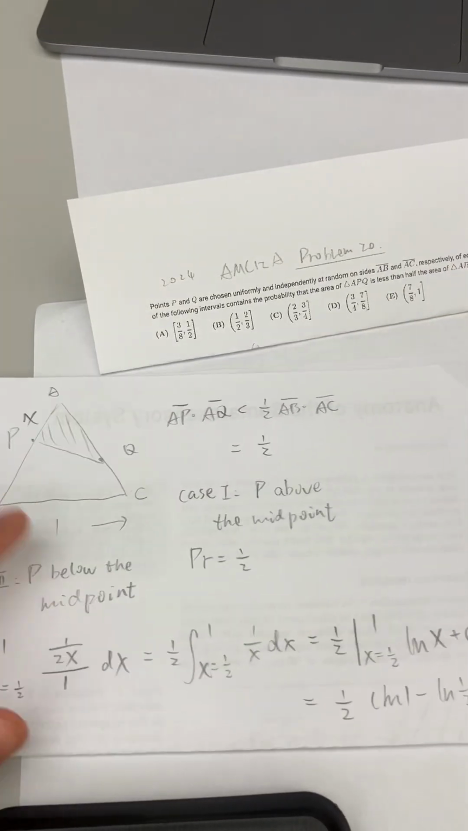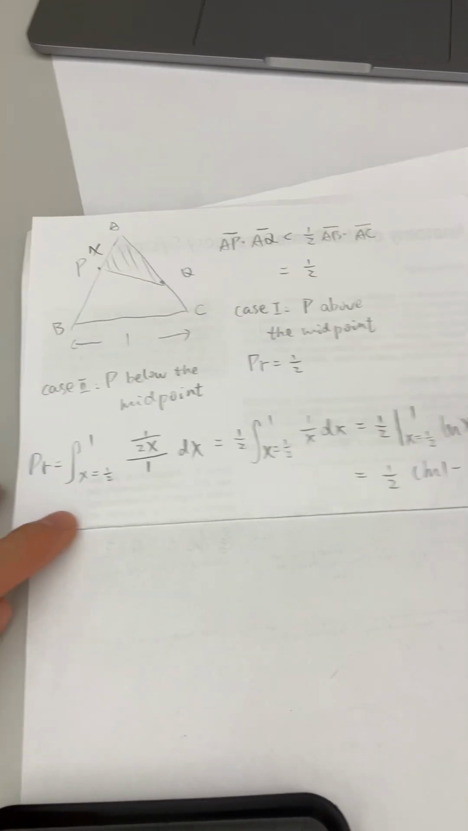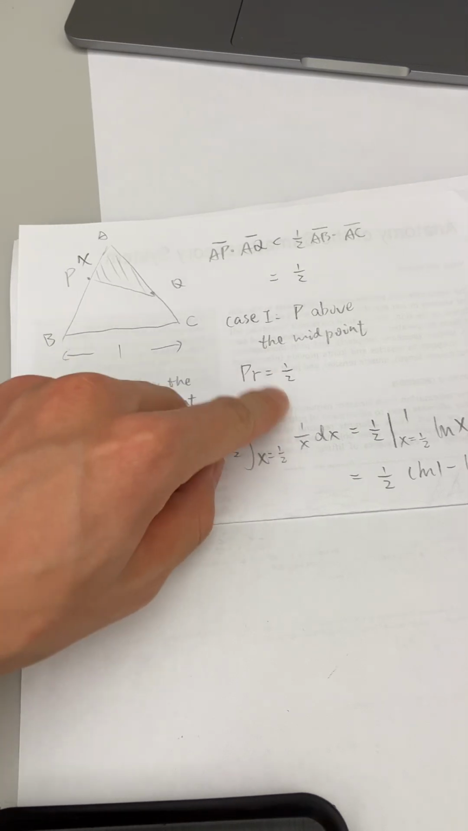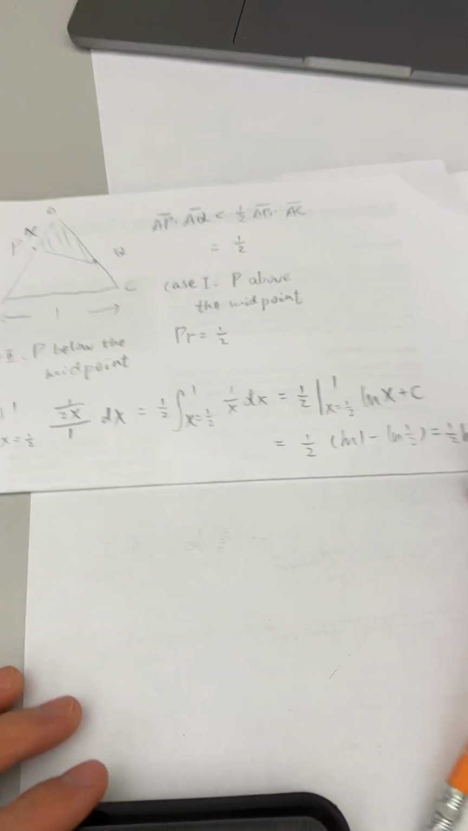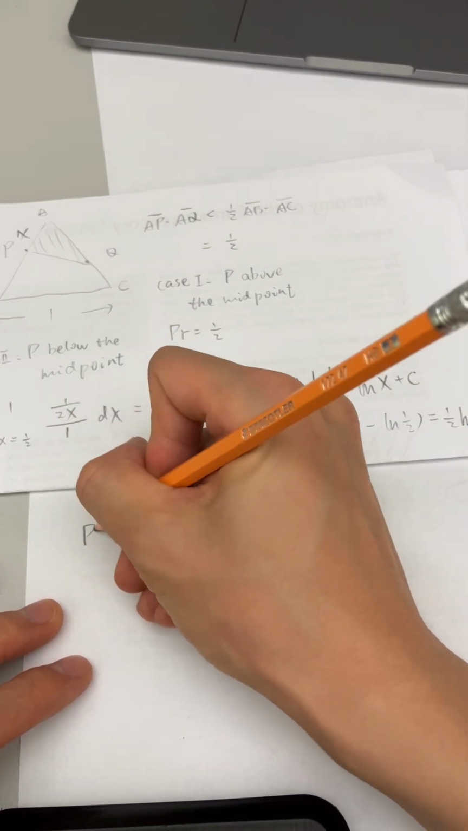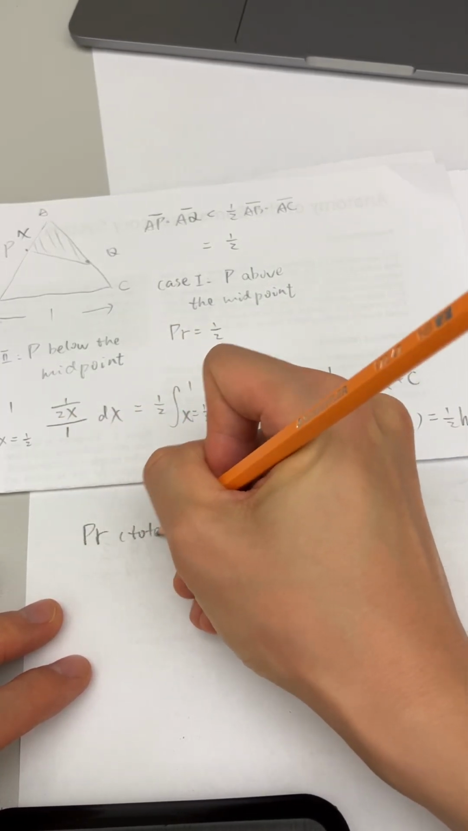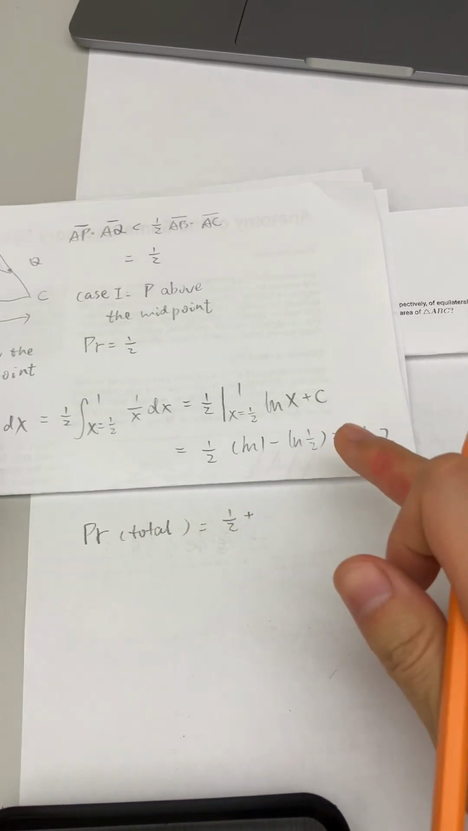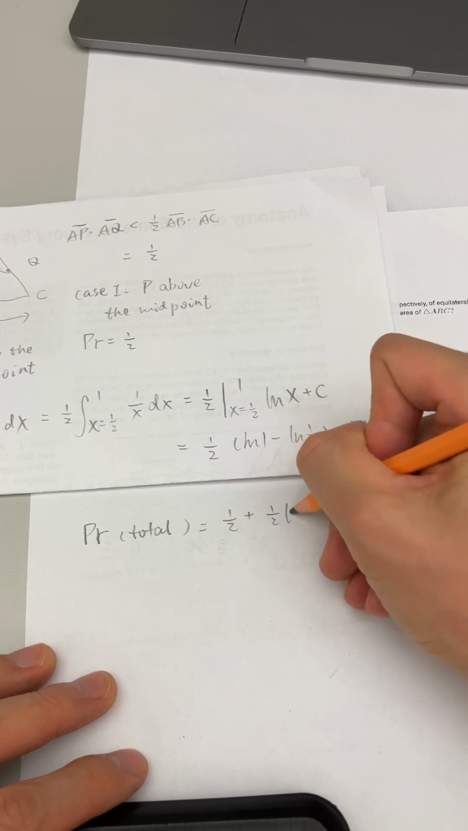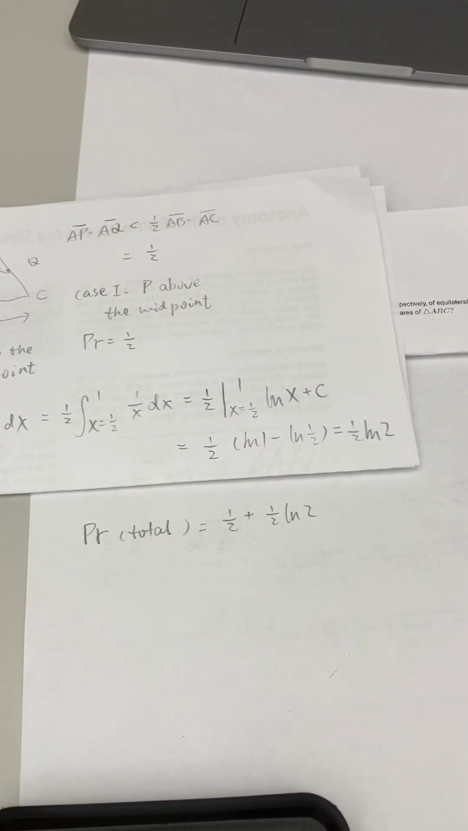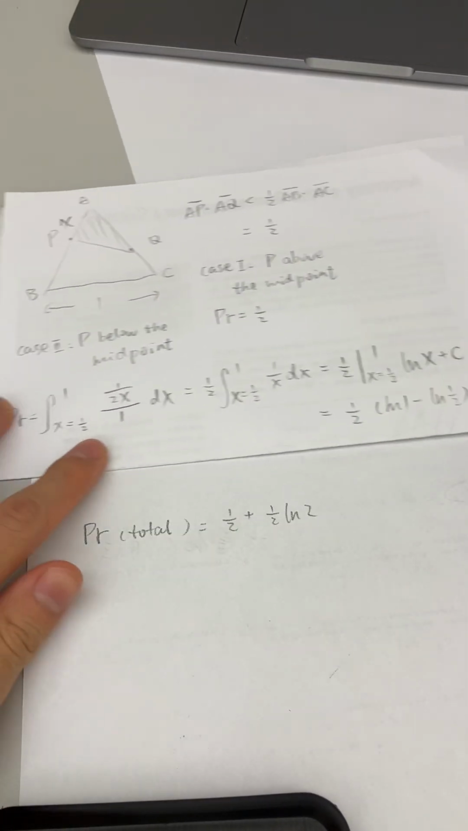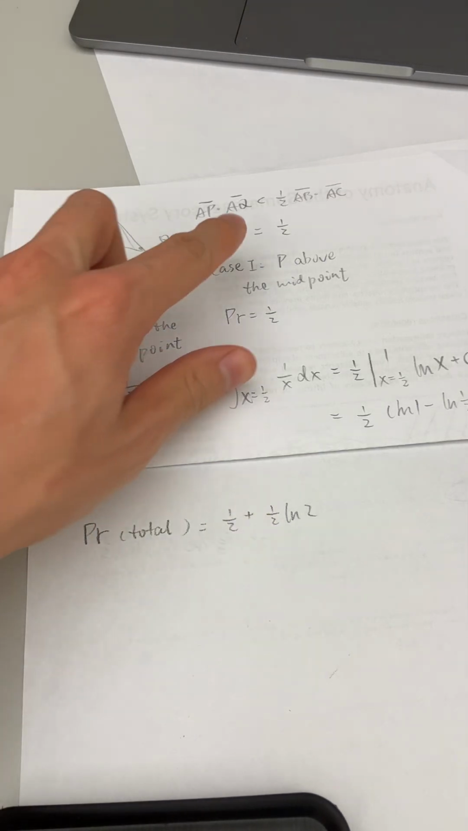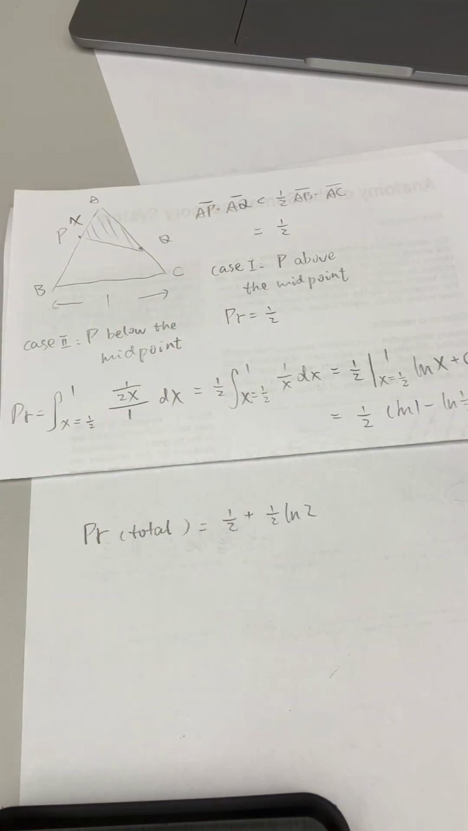So what is the total probability? Just to have a look at this. This is a half, I mean the probability for case 1, and here we've got the probability for case 2. So the total probability is just the sum of these two. This is a half, and this is a half ln 2. Okay, this is what we call the exact probability of this happening. But the thing is, which one should you choose in this case, right?